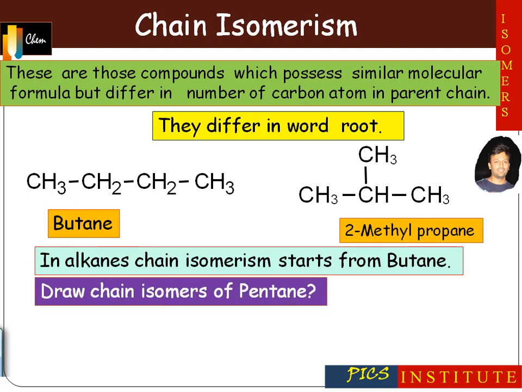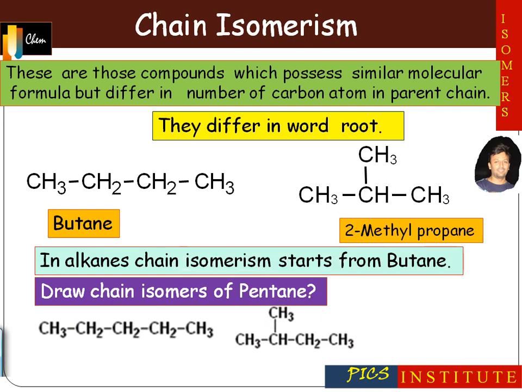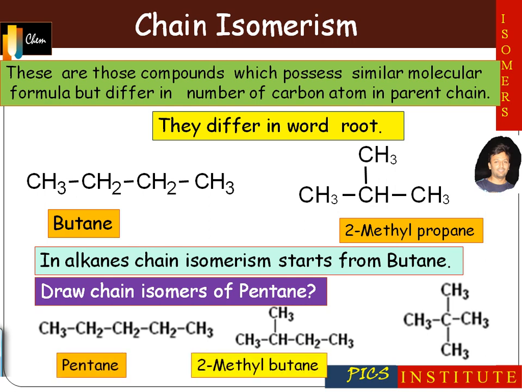Now if the question is how many chain isomers are present for pentane, we can understand the first isomer possesses 5 carbon in the parent chain, the second possesses 4 carbon, and the third isomer possesses 3 carbon in the parent chain. All these isomers differ in word root. For the first, the word root is pent, for the second, but, and for the third, the word root is prop.